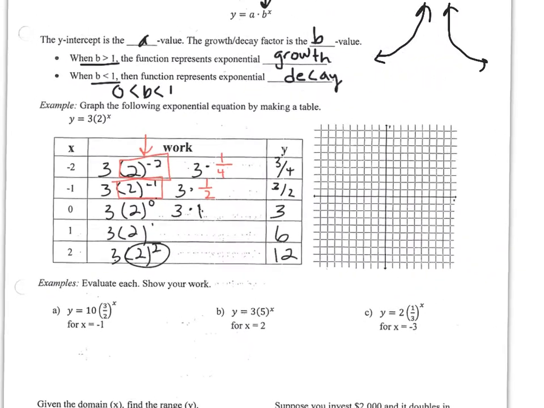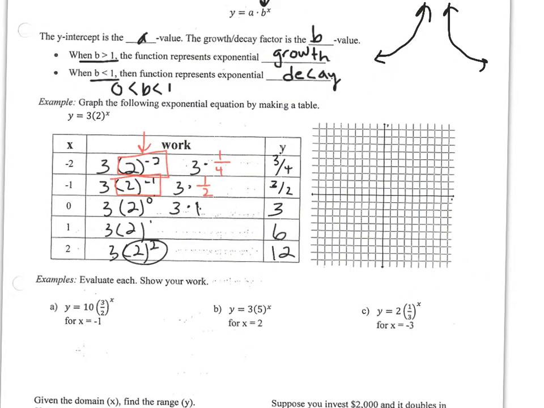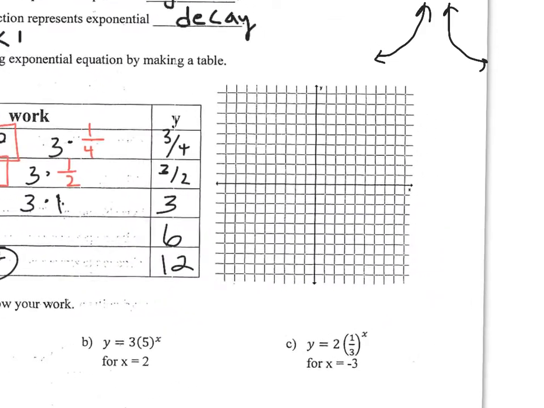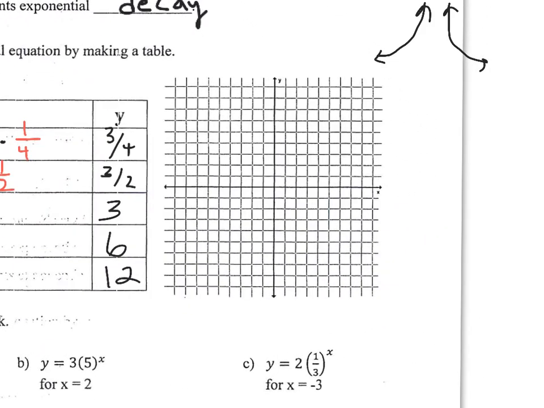So I'm going to go over here and graph it. You have to be careful on your scale because you have to fit 12. So I'm going to go up by 2s. So I have 0, then 2, 4, 6, 8, 10, 12. And then on the x scale, I'm just going to go over by 1. So negative 2, 3/4 is right there.